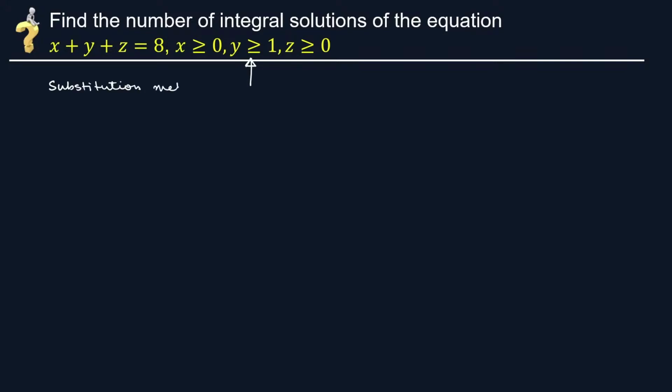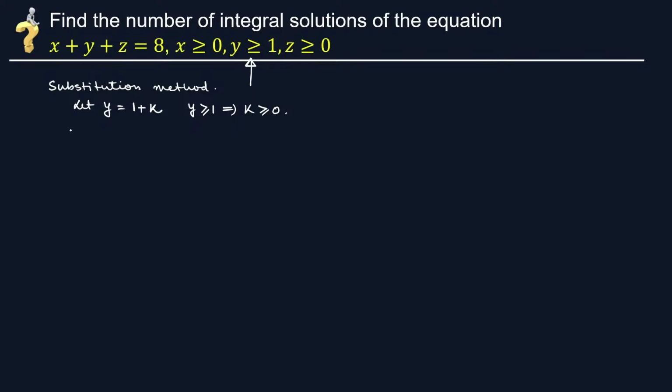This method is called the substitution method. What is that substitution method? It states that, let us say, y is written as 1 plus k. It means what? We have been given that y is greater than or equal to 1. That implies k is greater than or equal to 0. Are you getting the point? If y is 1, then k is 0. If y is 2, then k is 1. If y is 3, k will be 2, and this goes on.